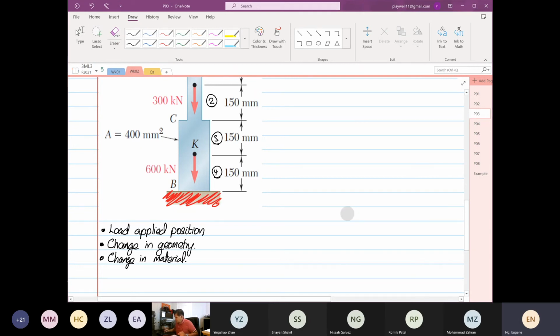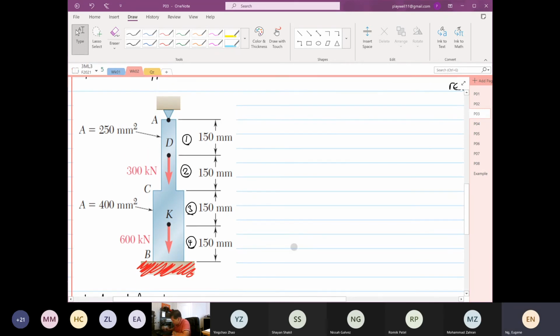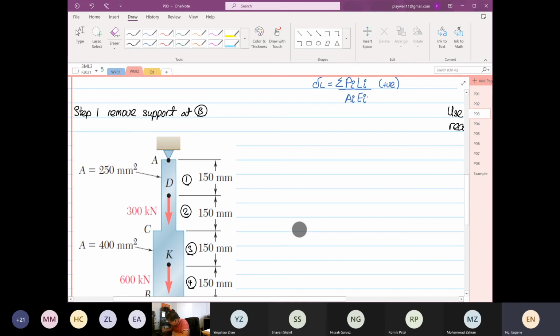material. Okay, so now we remove the support at point B, and we use the hangman theory. Okay, we use the hangman theory. So we're going to calculate delta L. So delta L, we know that is equal to what? With the formula we use, deflection is equal to PL over AE, right?